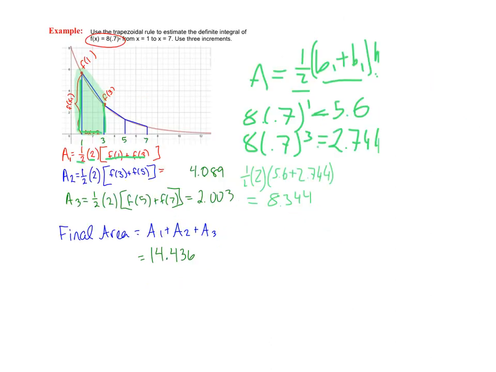So we end up with 1/2 times 2. Let me get my highlighter real quick so I can show you what I did. What I first did was find what the y's are, obviously. So for f of 1, I plugged in 1 for x, got 5.6. And then for f of 3, I plugged in 3 for x, got 2.744. Then I plugged it in: 1/2 times 2 times 5.6 plus 2.744 gave me 8.344. Add that to the second area, add that to the third area. When you do it for all three areas, and then add them all together, you should get this value right here.